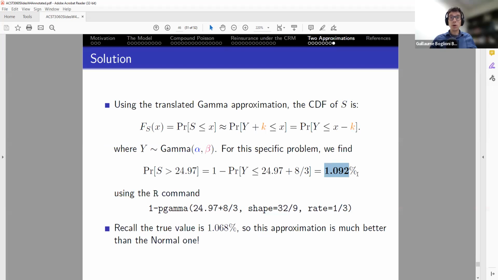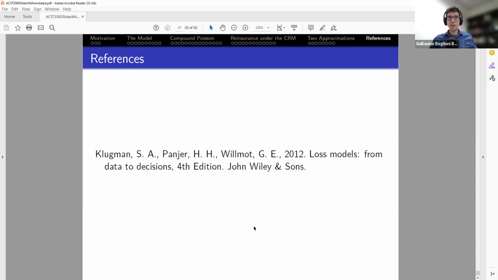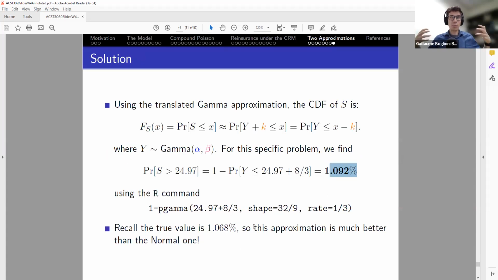So great, we're much closer, because the real value is 106.8% and here we're at 109%. Pretty good in both absolute terms and relative terms. So, now, it's the end of the slides, but probably you want to know more. How did we get the real value? So that's the next step. Let's do that in R.